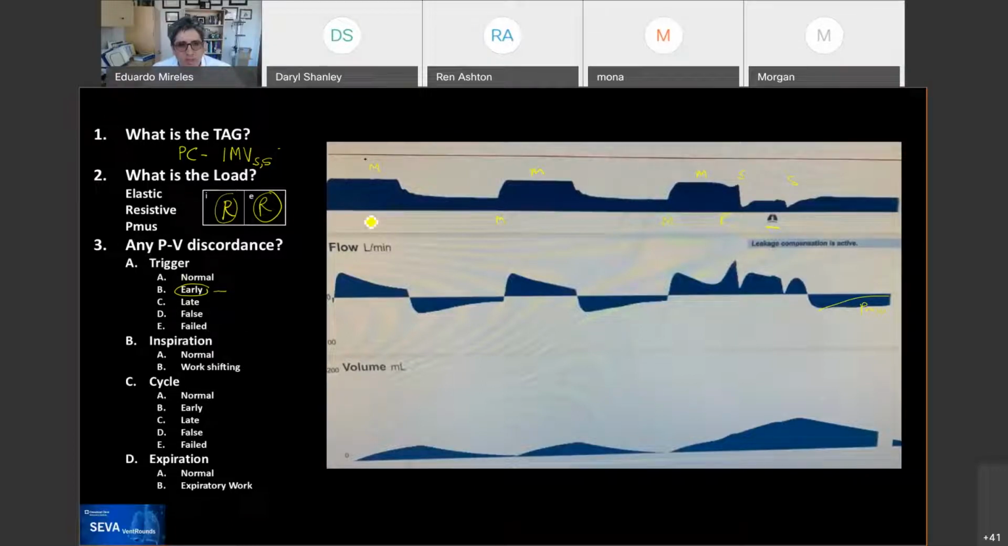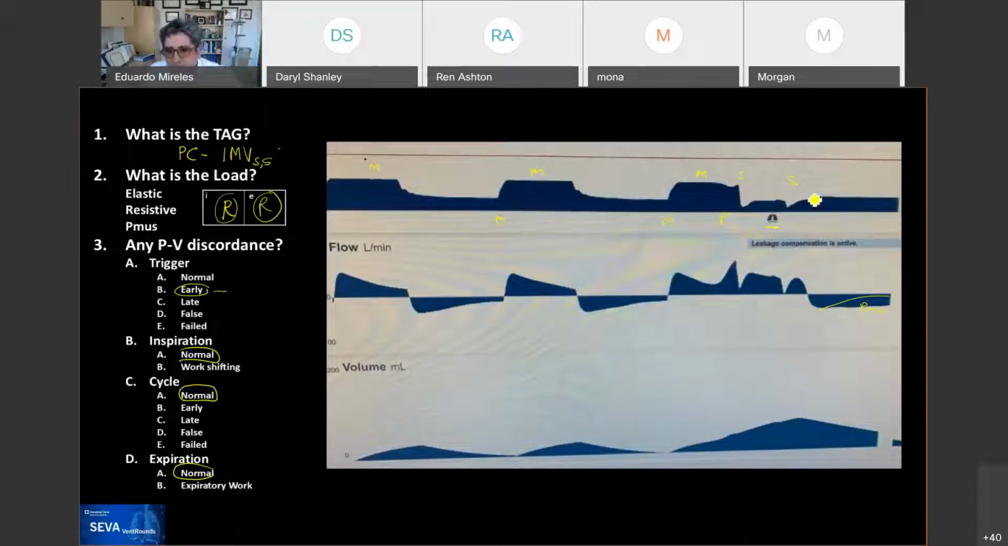During inspiration, no work shifting, and then minimal work shifting due to the discordance, the early trigger. In terms of cycle, there's no PMOS here, so we would call this normal, the majority of them. This one, obviously, there's activity from the early trigger. And finally, in expiration, it is normal for 2 breaths, and one of them has expiratory work. So I would call it normal. So in this case, you have early trigger.